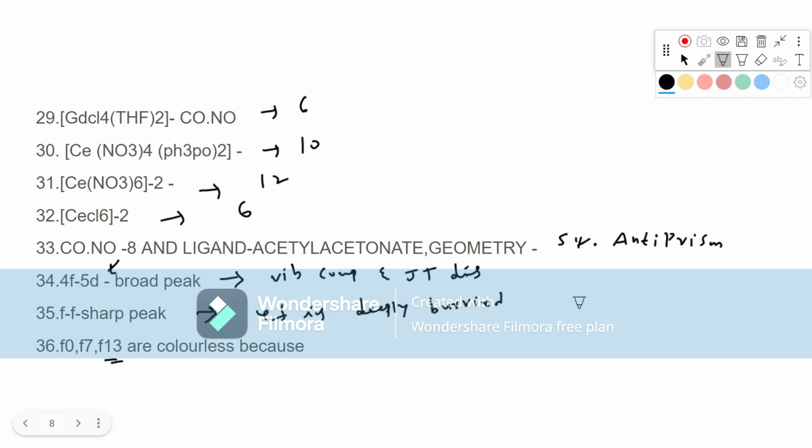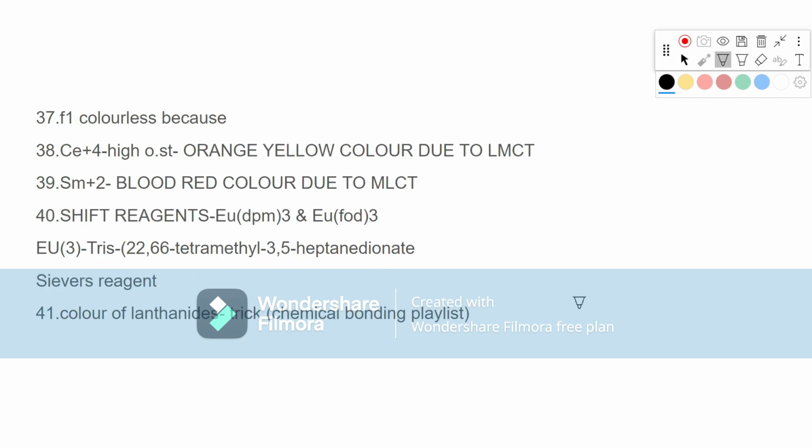F13 is colorless, you have to remember, but F0, F7, F14, they are colorless because transition is not possible and they are spin forbidden. Okay, next F1 is also colorless because of 4f to 5d transitions.